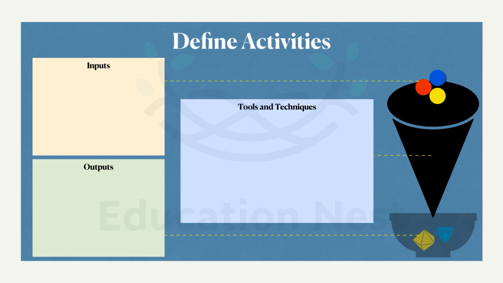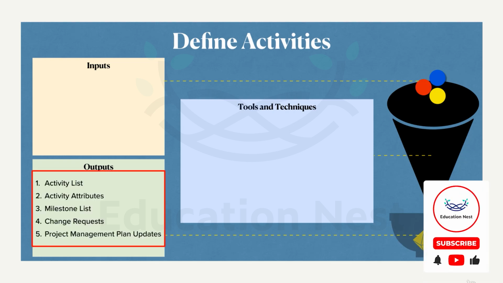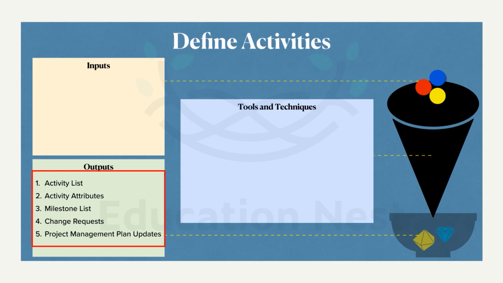So let's see what the outputs are. What is our goal with this process? Okay, starting with activity list. This is nothing but the list of the tasks that need to be done. It has a short task identifying name, and then the detailed description of the task. What is the name of the task? What is the description of the task? Just a simple list, right?